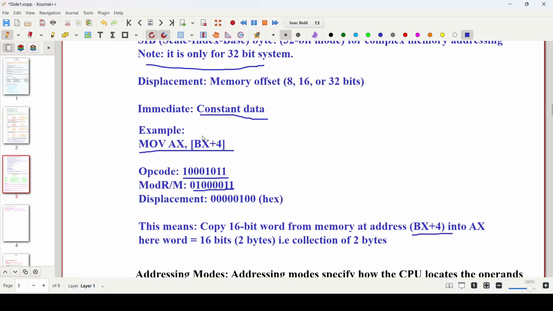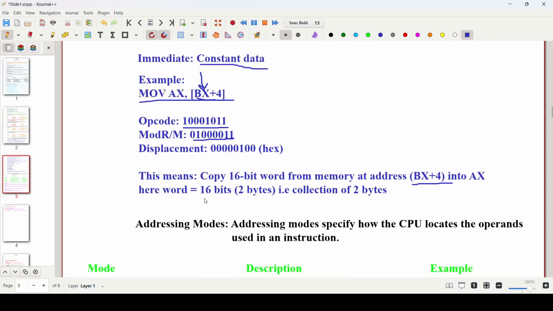So first of all, the CPU goes to that address BX and will take an offset of +4. That is, the CPU will move forward from this BX address by 4 bytes, and whatever data is present at that address BX plus 4, that will be copied to AX. So here word means the collection of 16 bits, which means 2 bytes. As we have the collection of 8 bits called 1 byte, similarly we have the collection of 16 bits called a word, one word.